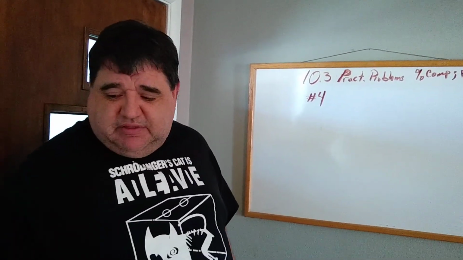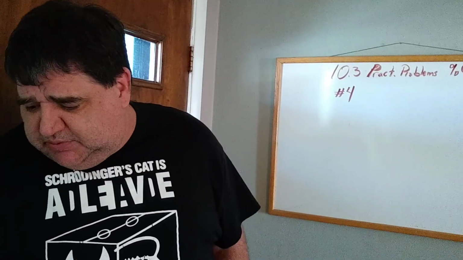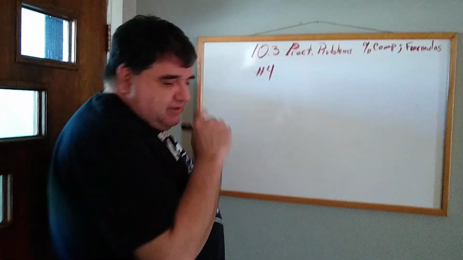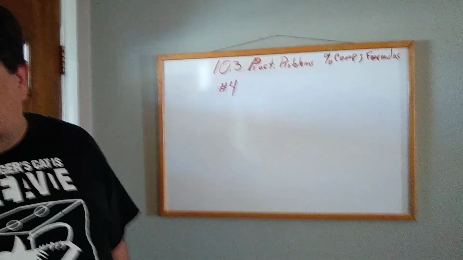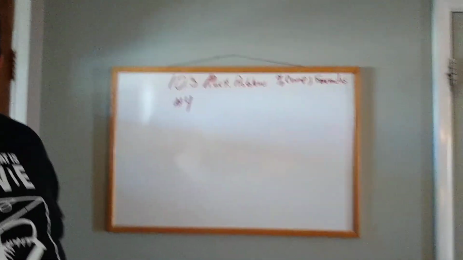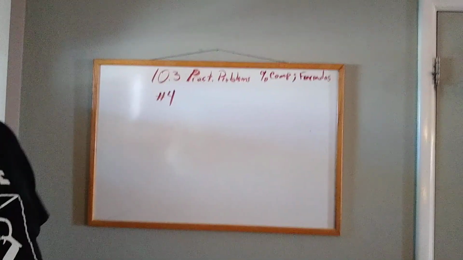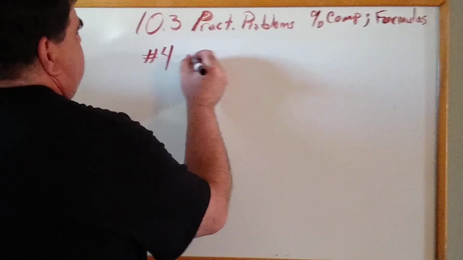So for your 10.3 ones, I picked out a few of them, a couple from the back page that we always have troubles on every year. We'll do number 4 first, where we had to figure out the percent composition, or in this case, we actually had to figure out the mass of each of our elements in this compound. So we had to do it a little bit differently, so that's why I picked this one out.